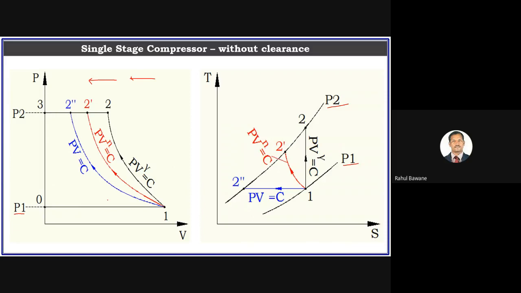Compressor is a work absorbing device. IC engine is a work producing device. So minimum work is required when we compress air by the isothermal process. Maximum is required when we compress with the isentropic process.